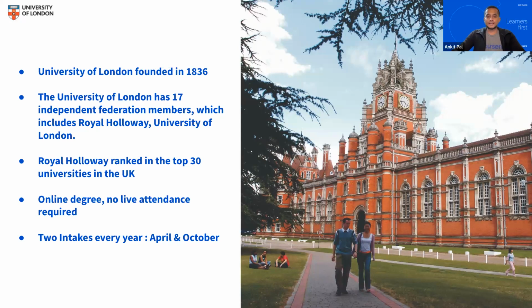The program is led by academics at Royal Holloway School of Business and Management, one of the 17 independent federation members of University of London. Royal Holloway is ranked in the top 30 universities in the UK and the top 350 universities in the world for world-class research. This program has been designed to encourage intellectual curiosity, whether you're currently working within the sector or seeking opportunities in a new field. This program provides a foundation for understanding the diverse interdisciplinary nature of marketing and business administration.